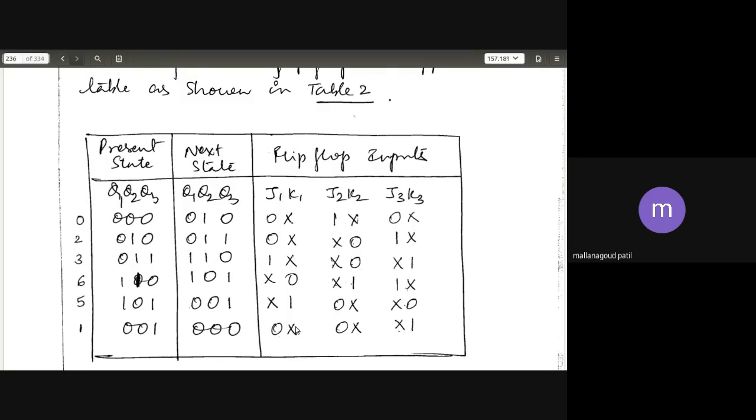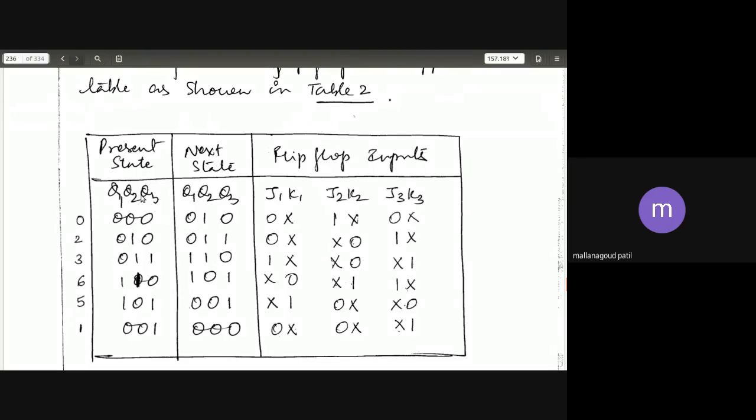What you can do is take the first column of the present state, Q1, and the first column of the next state, Q1, and compare each bit. Then you have to write J1, K1. The flip-flop inputs J1, K1 design is this. Similarly, you can go for Q2, Q2, J2, K2, you have to write. Q3, Q3, J3, K3, you have to write.